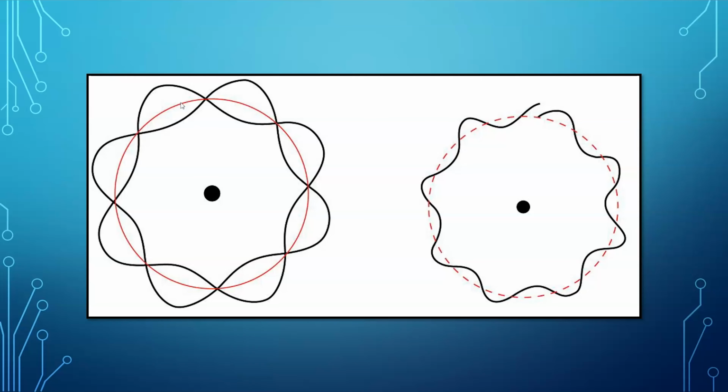For example, in this one here, we have a nice whole number of waves around this atom, so they all connect with each other. So there's 1, 2, 3, 4 wavelengths. In this example over here, the number of wavelengths is not a whole number, so the two ends don't actually connect.